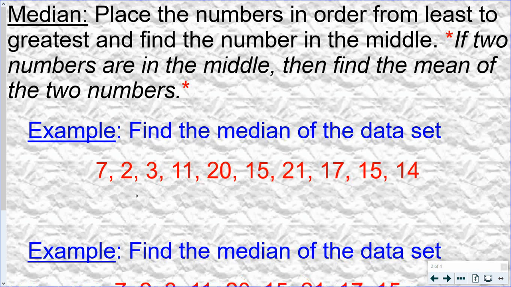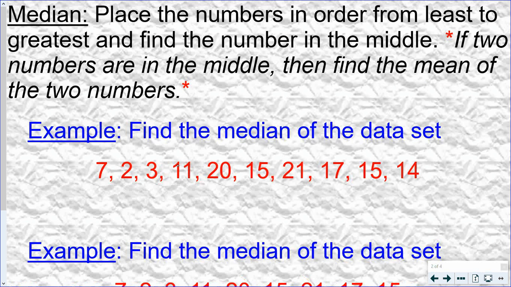Now, here's the piece that causes most students the most trouble: you have to put the numbers in order from least to greatest before you find the number in the middle. So place the numbers in order from least to greatest and find the number in the middle. If you end up with 2 numbers in the middle, then we have to find the mean of those 2 numbers, which just means we're going to add those 2 numbers together and divide by 2. All right, so I'm going to show you an example of all of those.